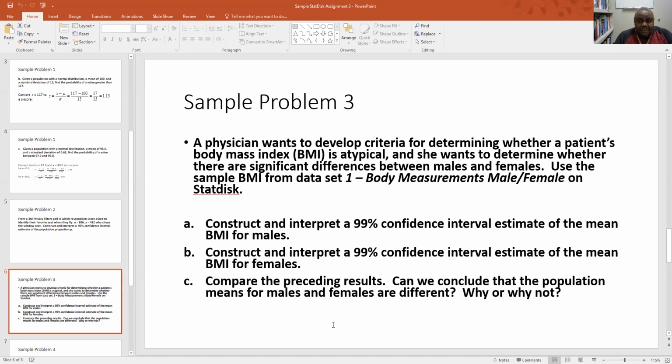Construct and interpret a 99% confidence interval estimate of the mean BMI for males, and B, the same 99% confidence interval estimate of the mean BMI for females. And you want to compare those preceding results and conclude, can we conclude that the means of the populations for males and females are different? Why or why not? Okay, so now let's go to StatDisk.